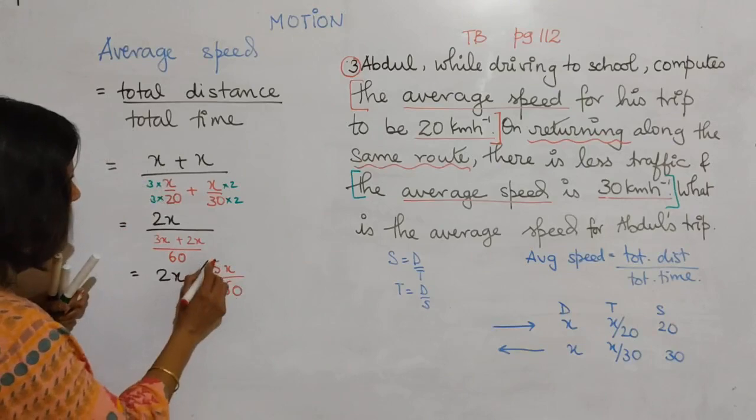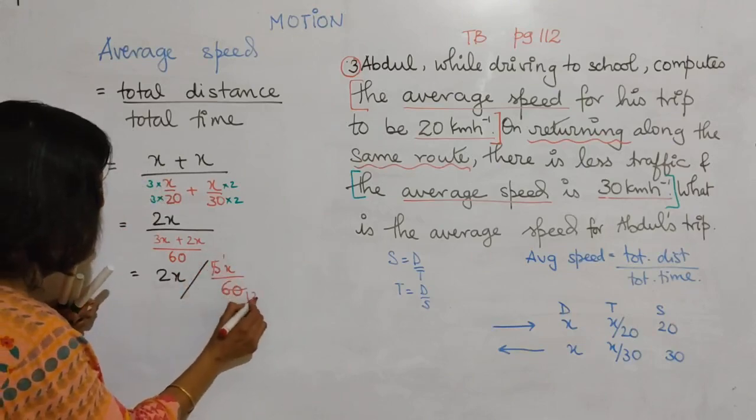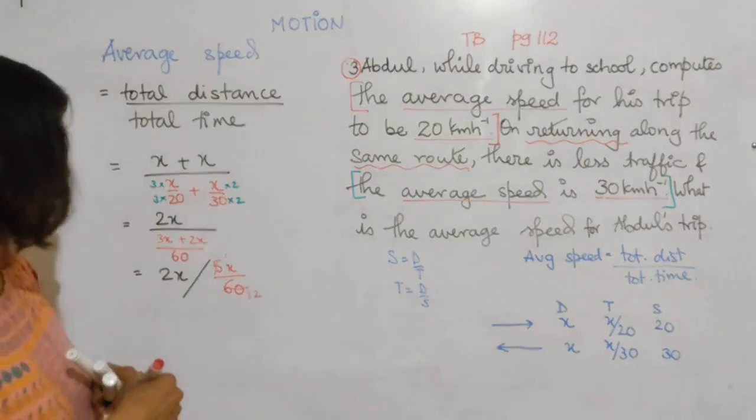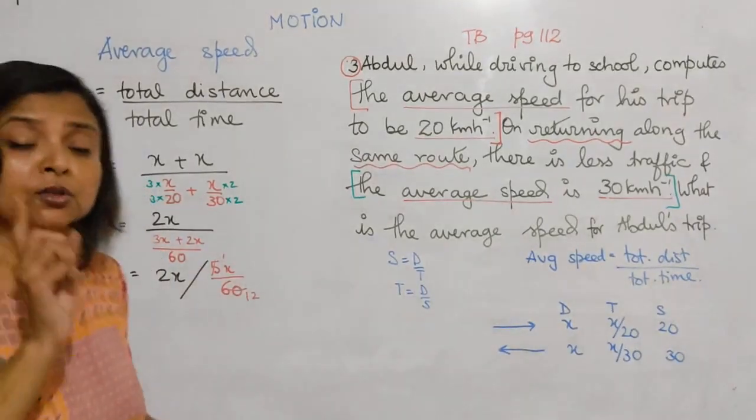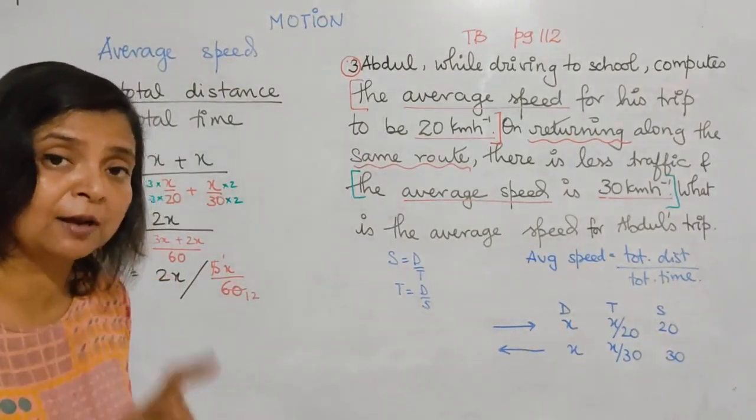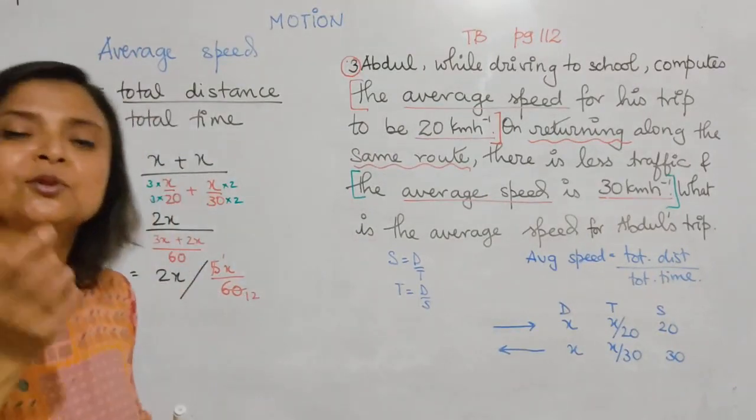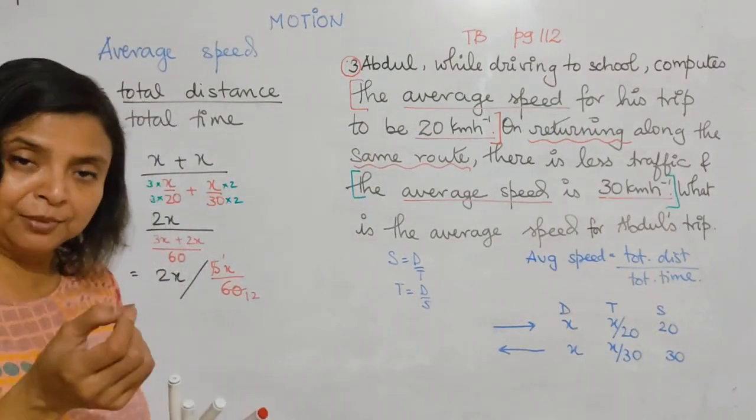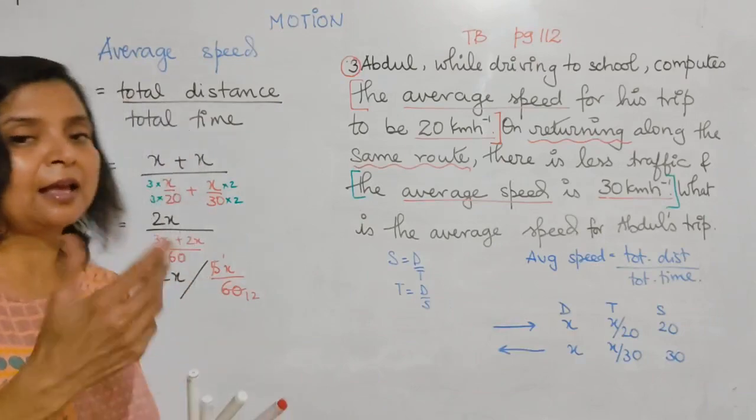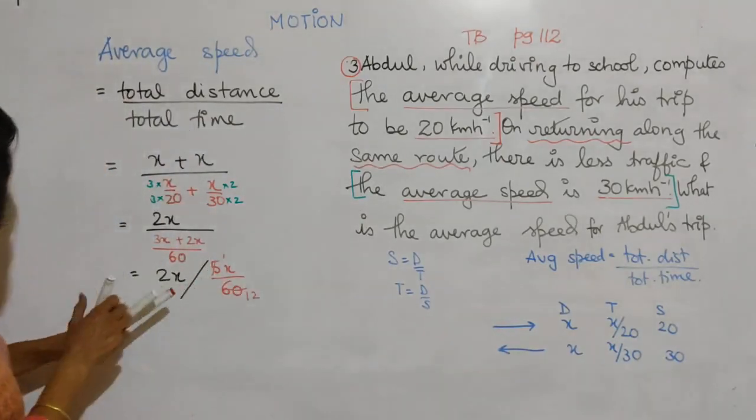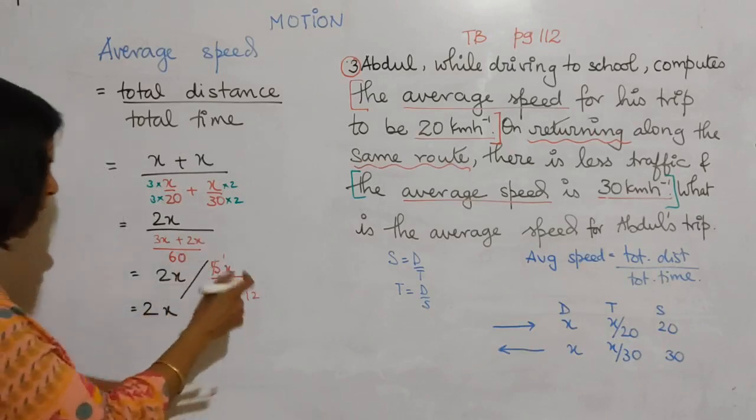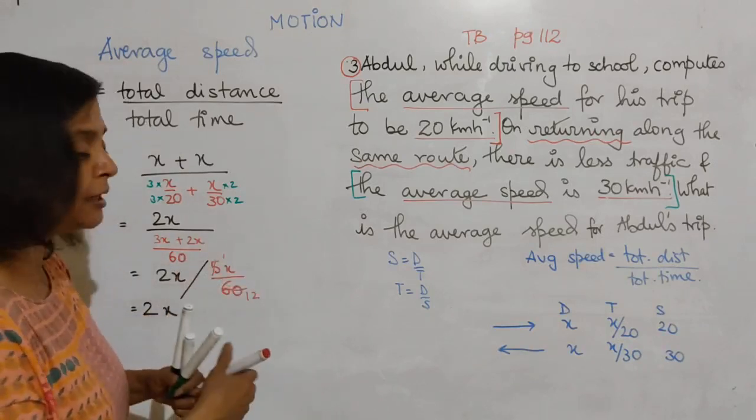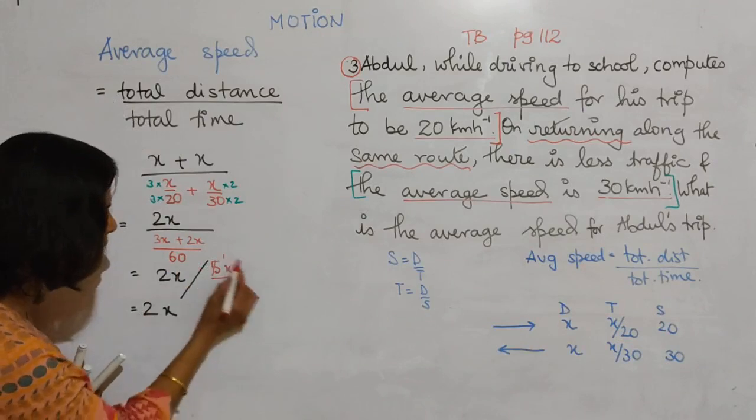Now this 5x upon 60 is 1 upon 12. So you have 2x divided by x upon 12, which is a fraction. Division by a number means multiplication by its reciprocal. So if you want to divide 2x by x by 12, you can multiply it by the reciprocal of x by 12.